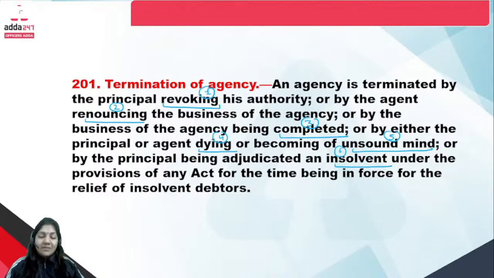So we have discussed section 182. This is important: 192, 193 and this 201. Only these 4 sections are the most important part of the contract of agency. That's it. What does the term agency mean? Agency means the relationship between the principal and the agent. That is called this one.